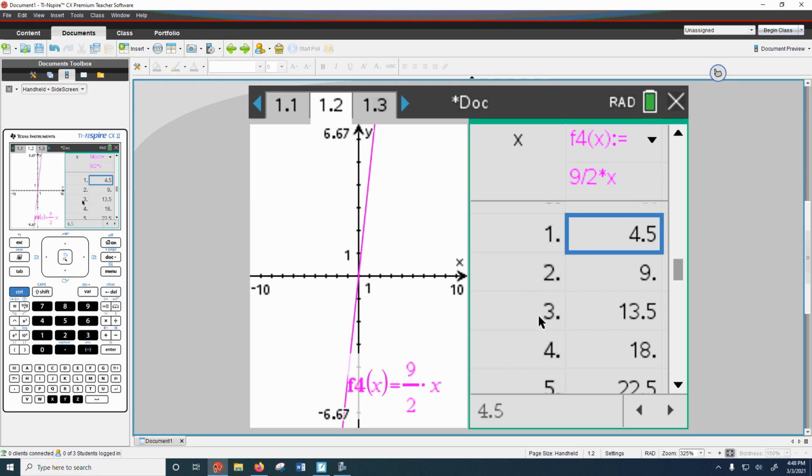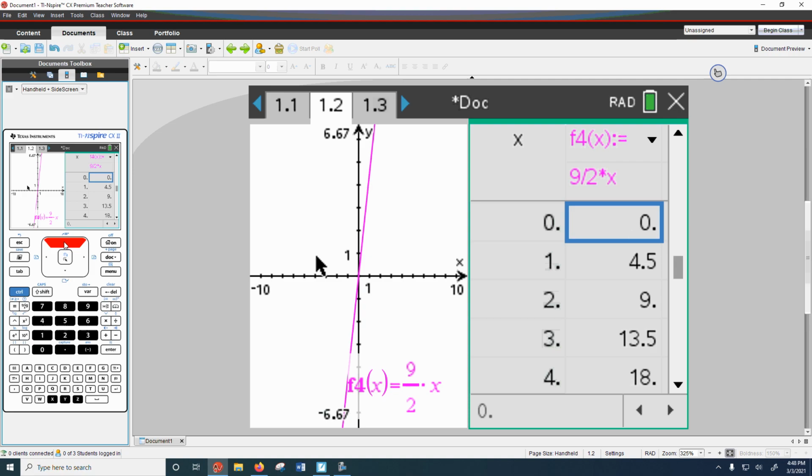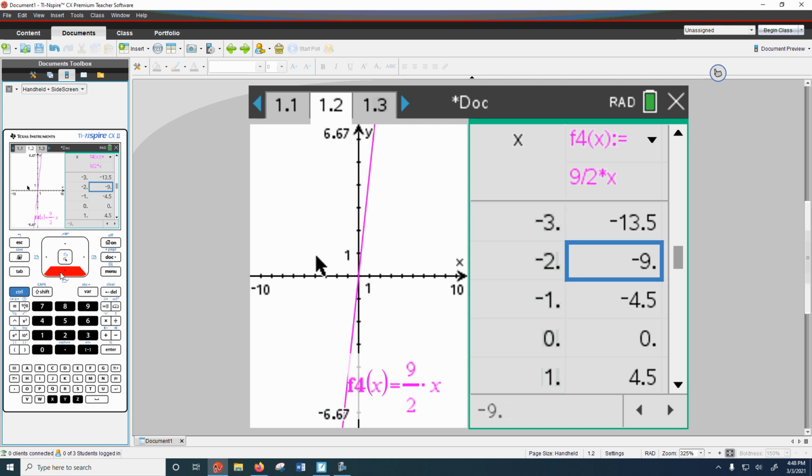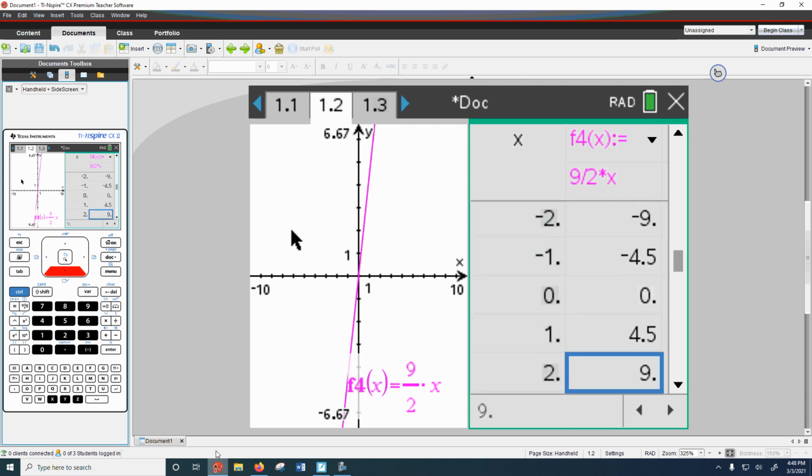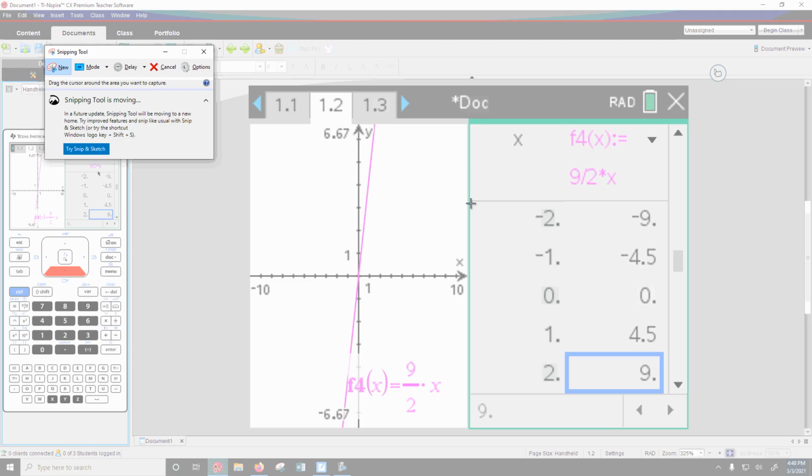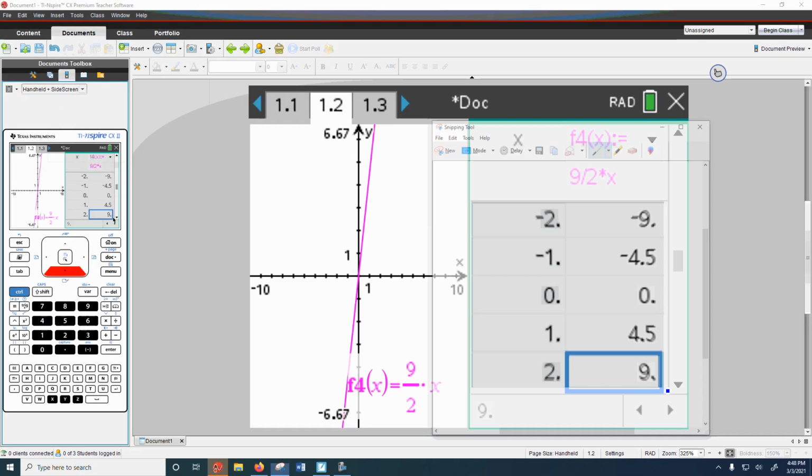Again, I'm not going to do 313.5 because that's not going to fit on the grid I gave you. So we can graph 2, 9, 1, 4.5. We can graph 0, 0, which should always cross 0, 0 for direct variation. 1, negative 4.5, and 2, negative 9. Again, that kind of stops where we're able to graph. So I'm going to just take a little snipping tool here just to copy these over. If you want to write them on your paper, if that would help you, you can do so.